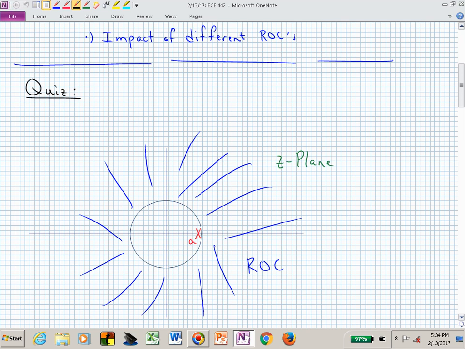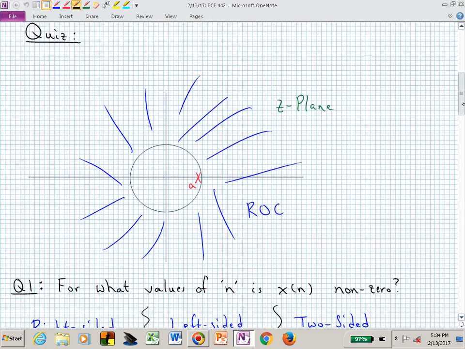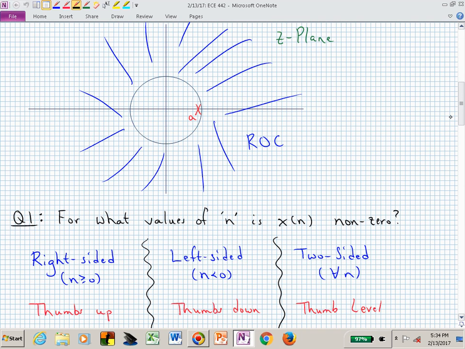So here's an example of a region of convergence. We have a pole at a on the real line. This is the complex z-plane. The region of convergence is outside of that pole. And I want to know the following: for what values of the argument of that signal in the time domain, x of n, is this x of n defined? Is it right-sided, meaning is little x of n described for indices n that are 0, 1, 2, 3? Or is it thumbs down, defined for n equal to minus 1, minus 2, minus 3? Or is it defined for all values of n: 0, 1, 2, 3, minus 1, minus 2, minus 3?